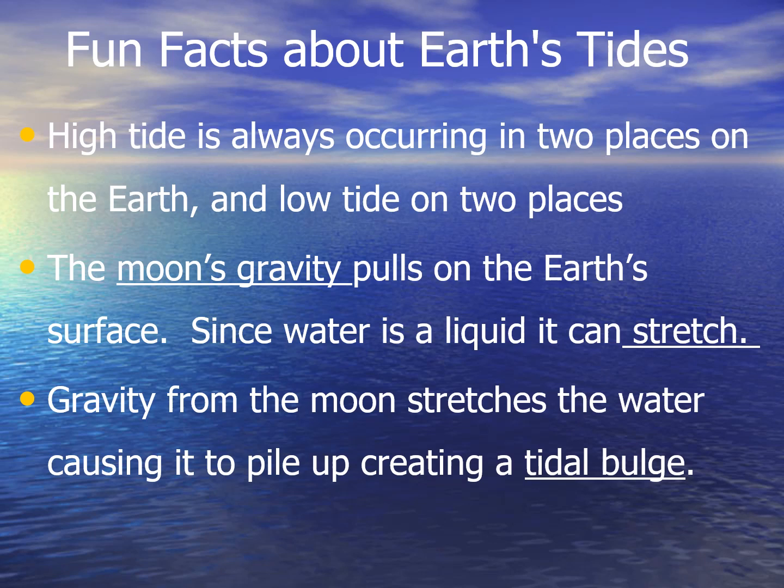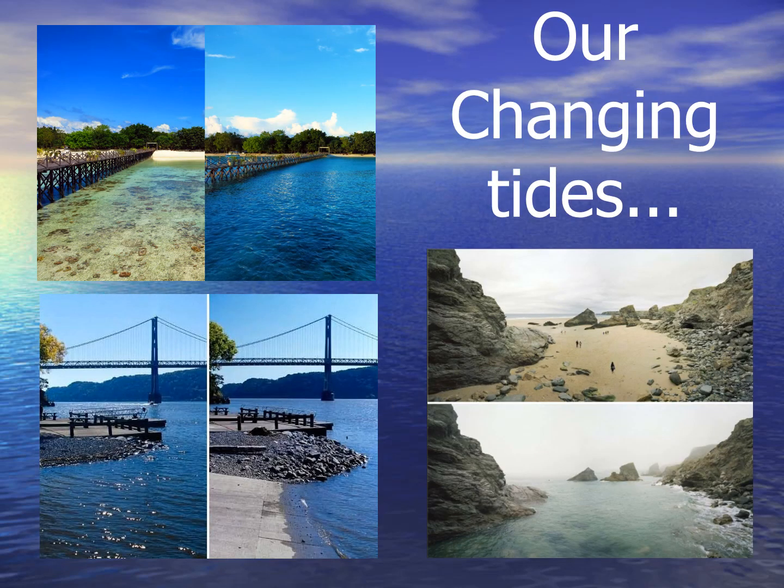The gravity from the moon stretches the water, causing it to pile up in what we call a tidal bulge. Again, a bulge is kind of where it sticks out. So the water sticks out more onto the shore sometimes than it does other times. You can see from the pictures, sometimes the tidal change is pretty dramatic, as in the pictures on the right, and sometimes it's a little less dramatic, as the pictures on the left. Our tides are always changing. The water's going in, the water's coming out.